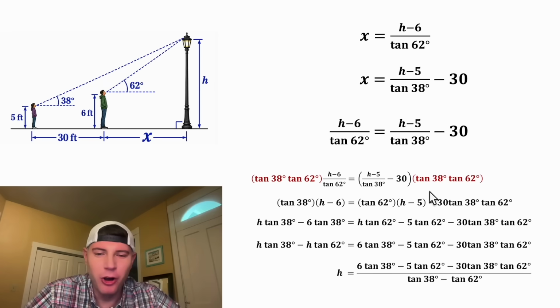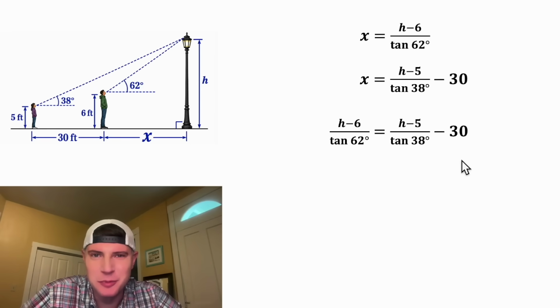And then after you do all of this work, you find out that H is equal to 6 tan 38 minus 5 tan 62 minus 30 tan 38 tan 62, whole thing divided by tan 38 minus tan 62. I'm just kidding. Nobody solves it this way. Now let's solve it using decimal approximations.